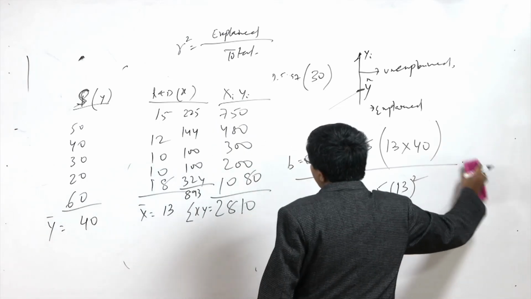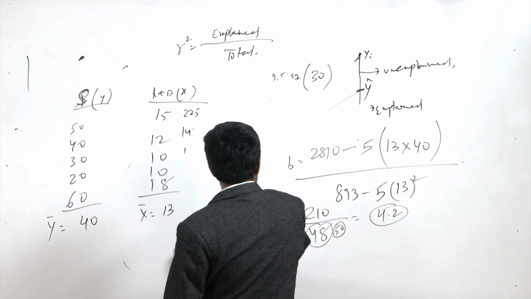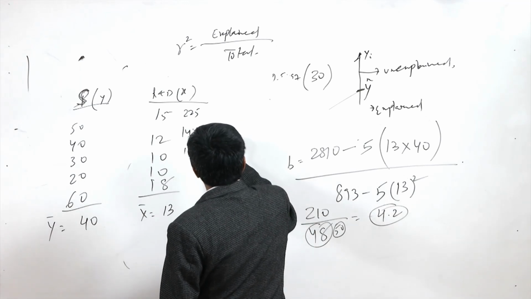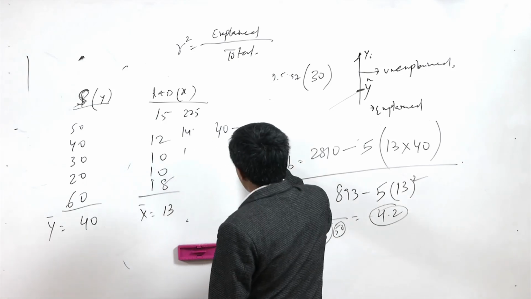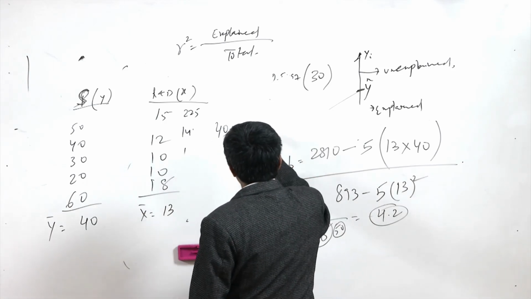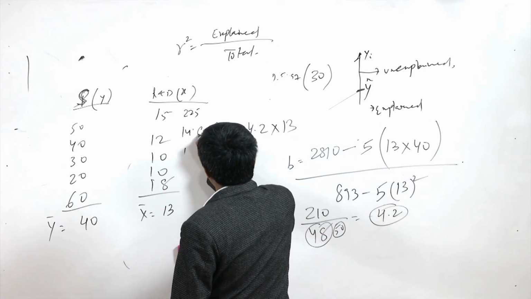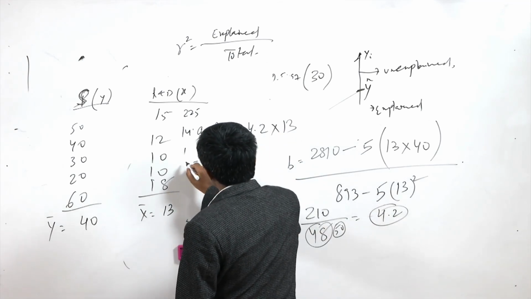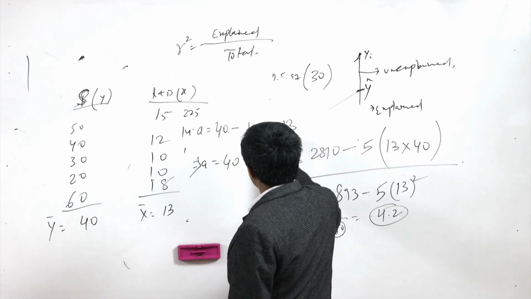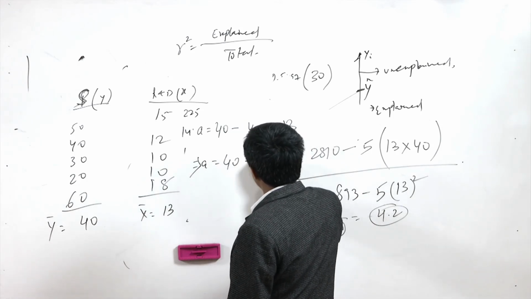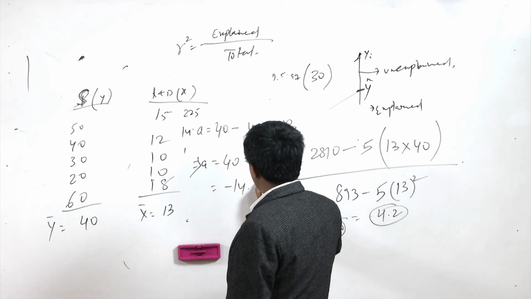If my B is 4.2, what is my A? I am rubbing this off, I have no place. So, if my B is 4.2, my A is y bar, which was how much? 40 minus B, which is 4.2, into x bar, which was how much? 13, right. So this is my A. This implies A is equal to 40 minus 13 4 is 52, 13 26, 54.6. So something around minus 14.6.